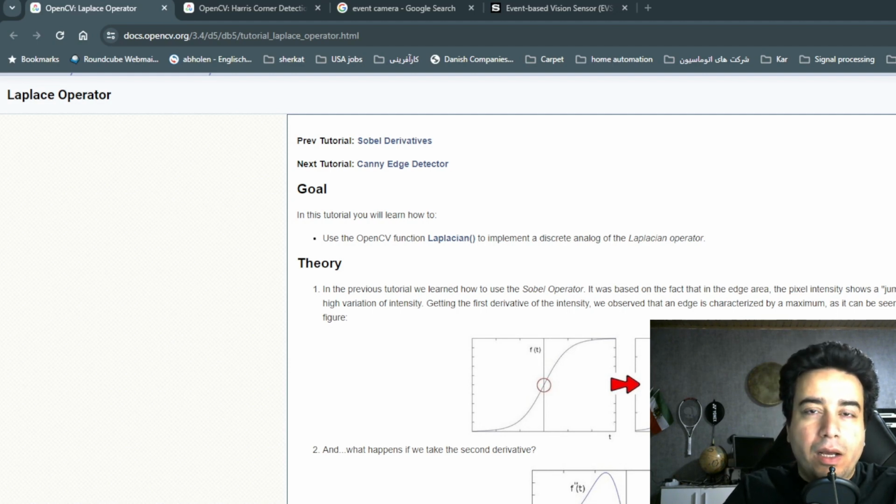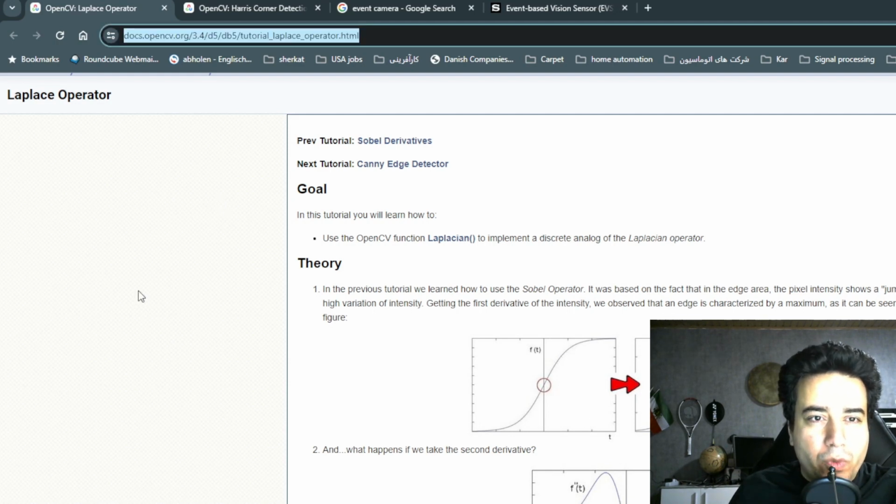Today, in this episode, I would just like to talk about these functions, which are well known for edge detection and corner detection. One of them is basically the Laplacian. In OpenCV, there is a function called Laplacian with which you can implement a discrete analog of the Laplacian operator. And it basically works based on the Sobel operator.